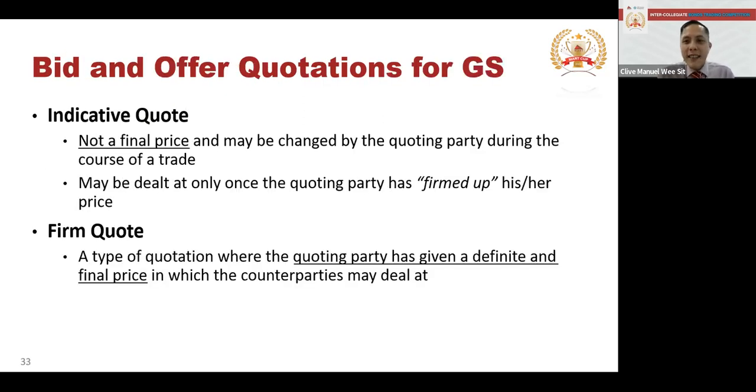Now, let's differentiate an indicative quote from a firm quote. In the markets, when you trade with one another, normally it's expected that you are showing a firm quote. So if you're a quoting party or a market maker and you show a two-way price, it's expected that what you are quoting is always a firm quote. A firm quote is a quote that is definite and final and cannot be changed. It can be readily dealt by the calling party if the calling party calls that price.